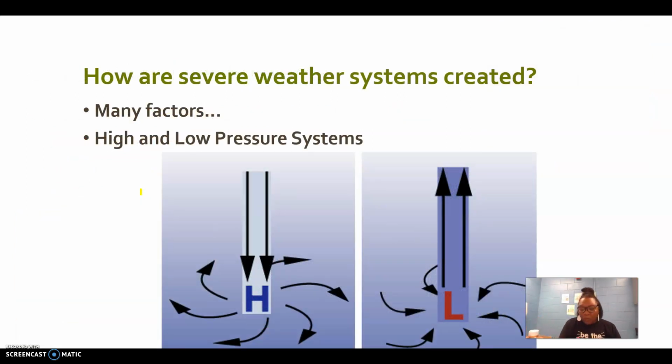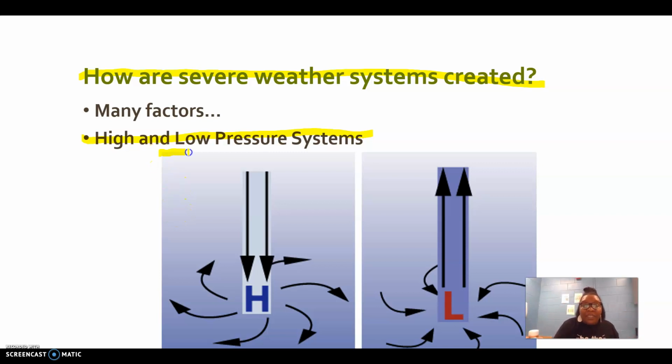So how are severe weather systems created? We're going to learn for the next 2 weeks a lot of factors. There are many factors that tell us how weather systems are created. Today, we're going to start to talk about one main factor, high and low pressure systems. You may hear a weatherman say there's a high pressure system in this part of South Carolina or a low pressure system in this part of South Carolina. To what is he referring? What is he talking about?